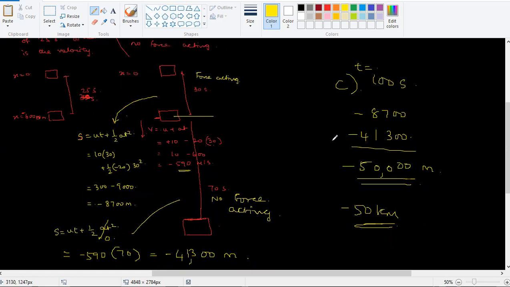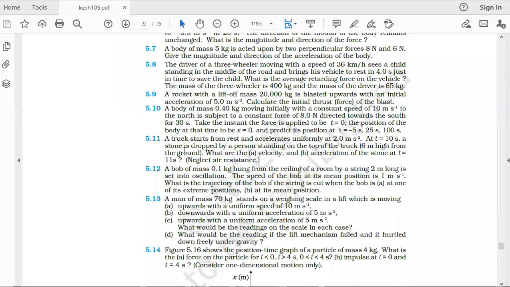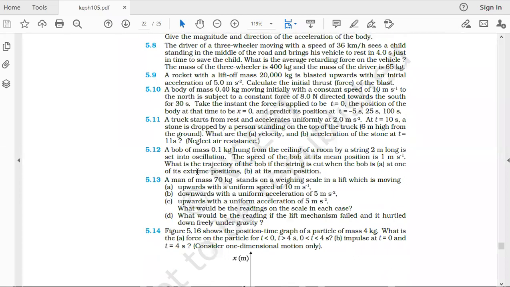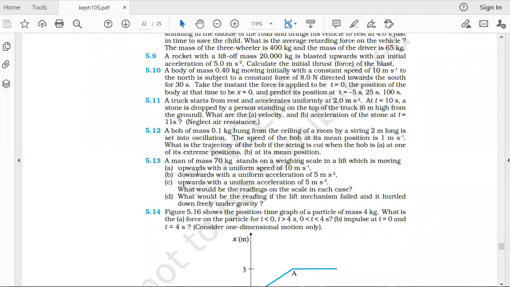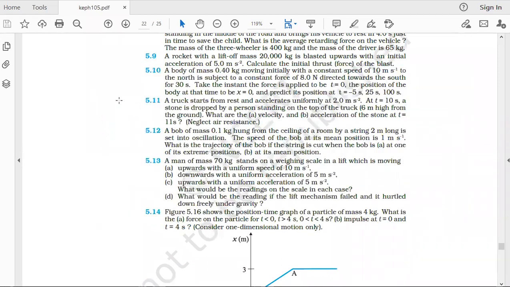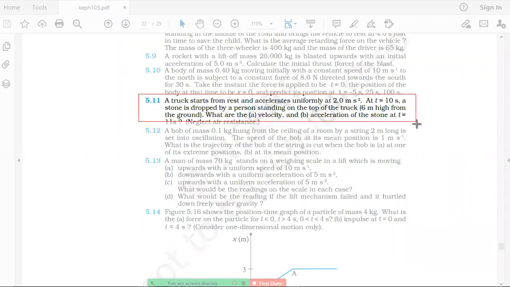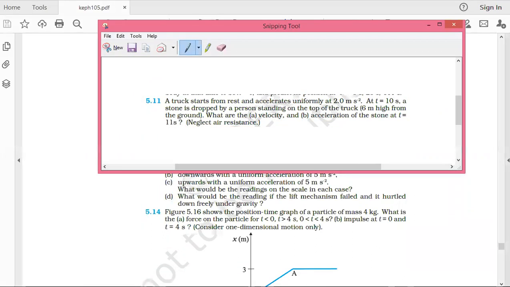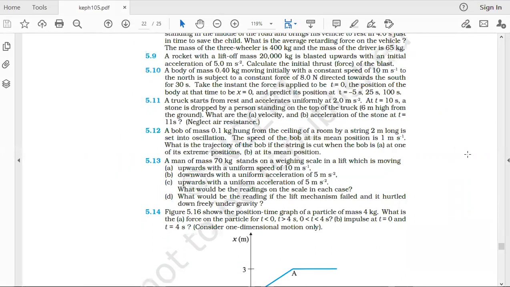Okay, anybody still copying? Okay. Copy. Copied. Oh. 5.11. Anybody tried 5.11? Yes, sir. Okay, you got the answer correctly. I don't see anybody else saying.